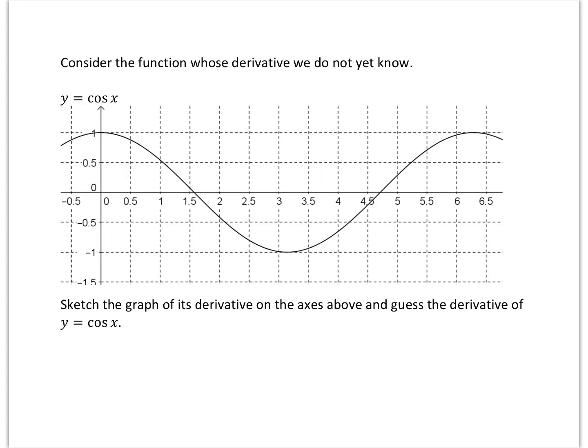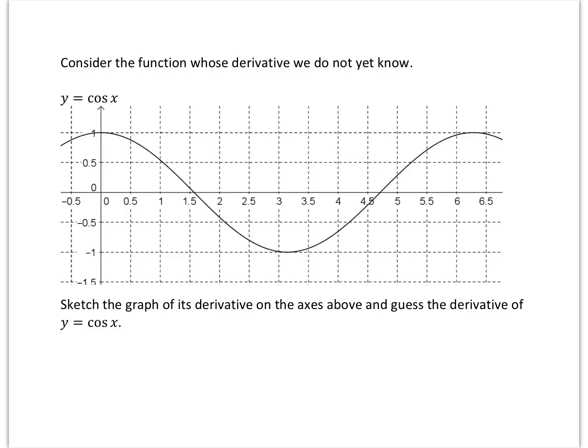Okay, so we know that the derivative of sine is cosine. We figured that out already. Let's think about the function whose derivative we don't yet know, the cosine function. I want to know what its derivative is. So I've graphed the cosine function here. I want to sketch the graph of its derivative on the same set of axes and see if we can use that to guess a formula for the derivative.